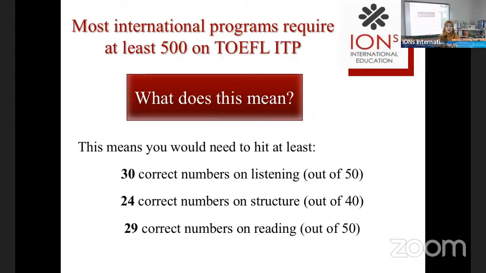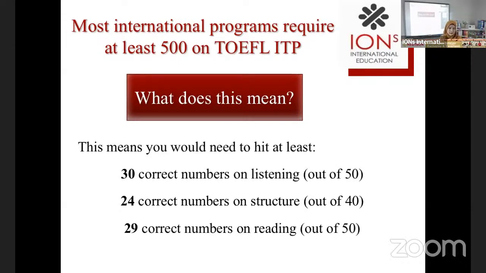In structure, at least you get 24 correct answers out of 40 questions. Then for reading, out of 50 questions, at least you can get like 29 or 30 correct. So if your target is 500, you can use this kind of scenario. Then you see which one should be improved, which one should be studied more, and which skills you need to sharpen more.